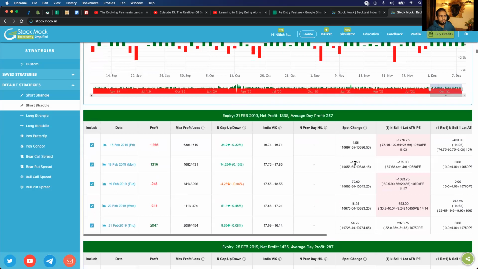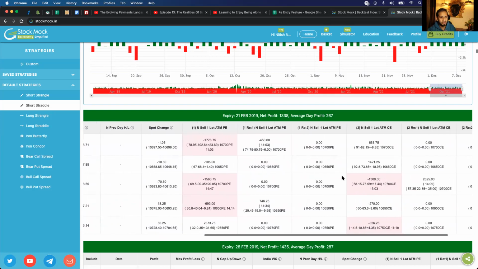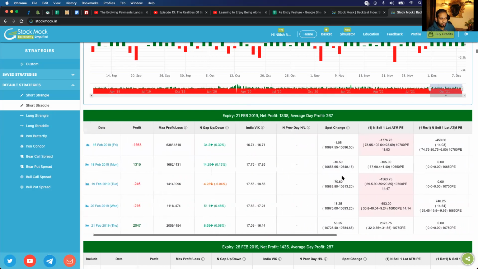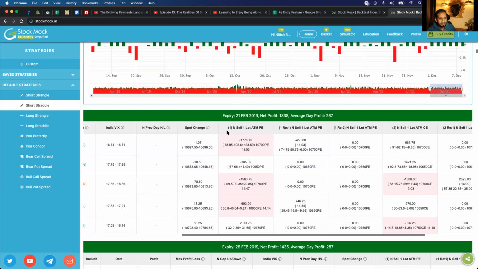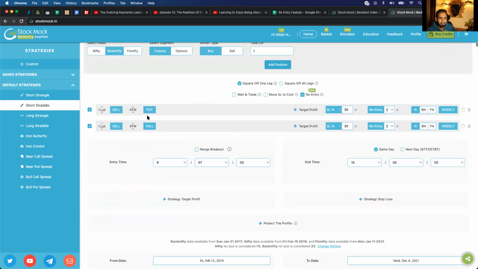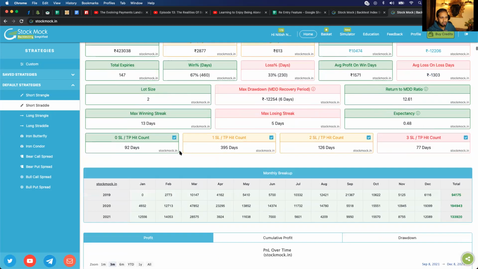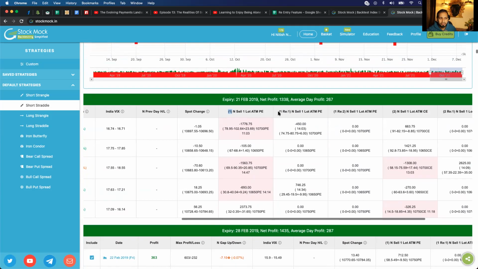Let's see the results. How do we see the results in action? If I go to the results, I see Nifty one lot ATM put. What do we mean by one here? One means the first leg, okay? So you will see your first leg was ATM put. Your second leg was ATM call. So here one means your first leg. First leg, ATM put. What do we mean by this?